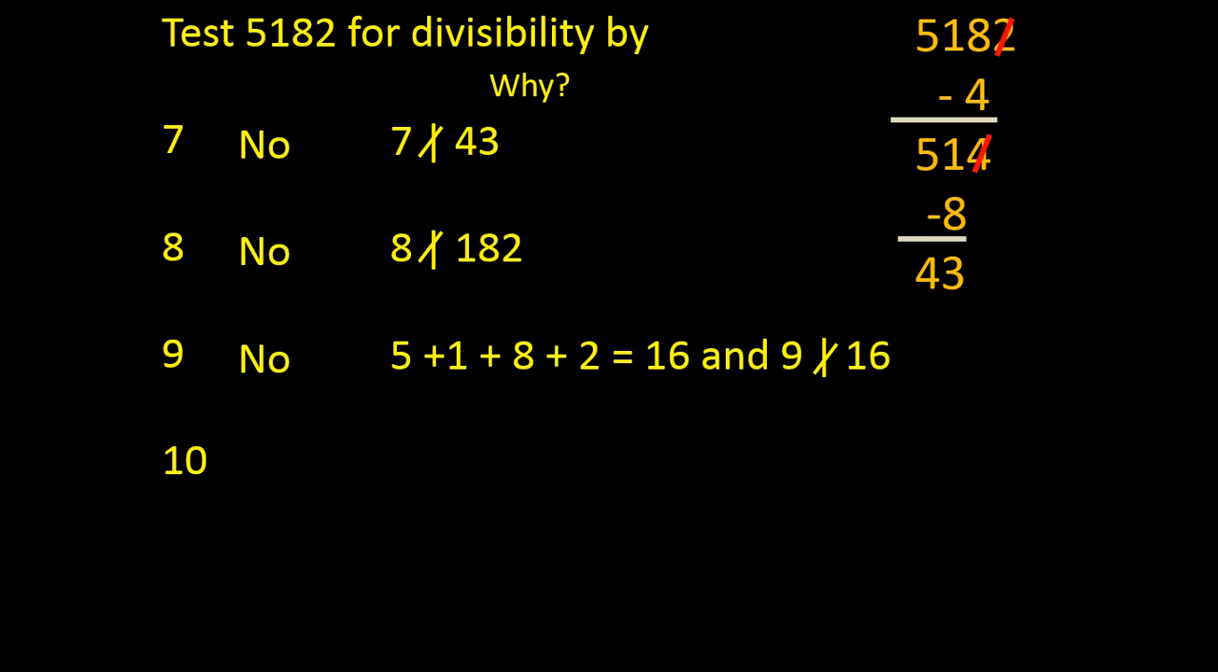The rule for 10 is to look at the last digit of the number. It must be a 0. It is not. So we cannot divide 5,182 by 10.